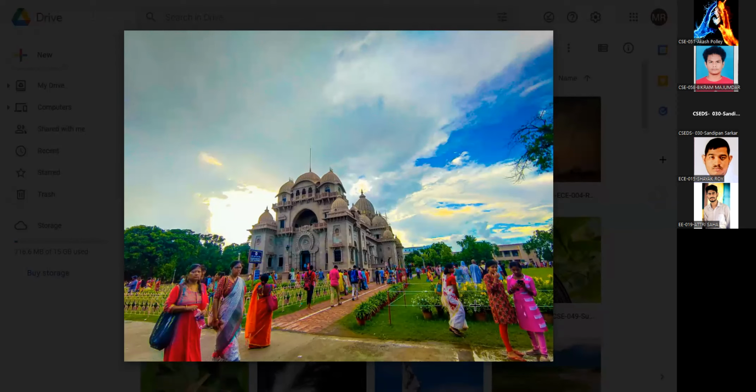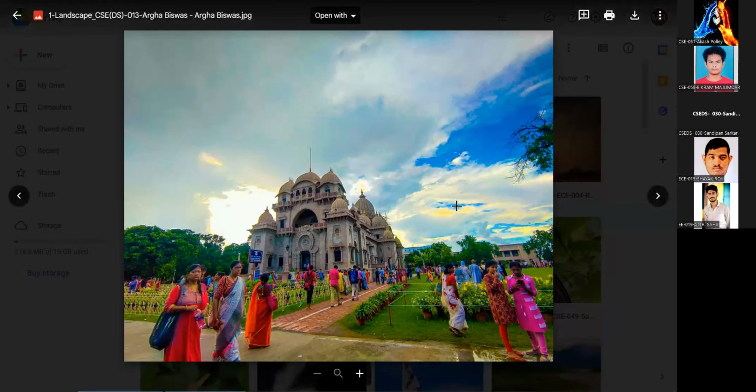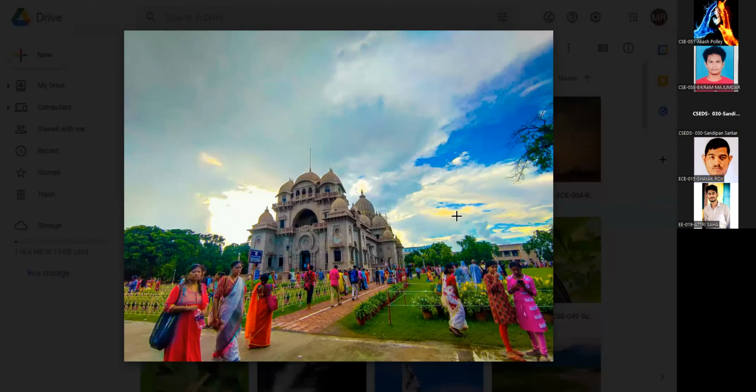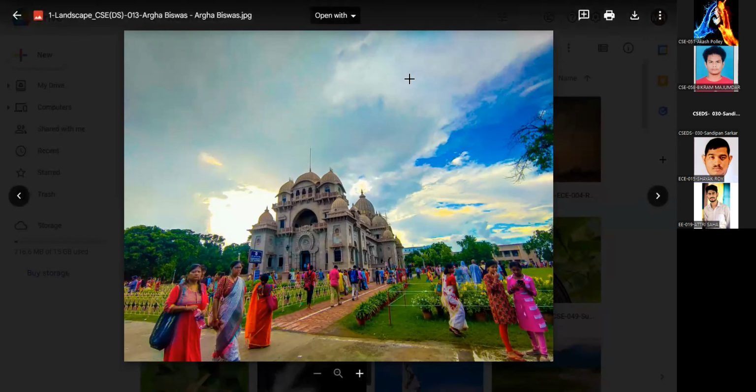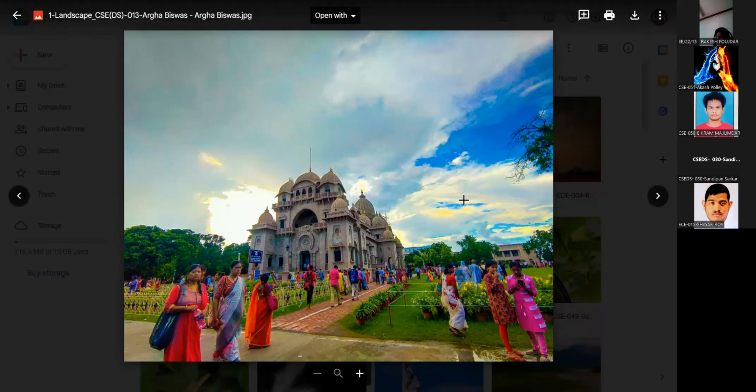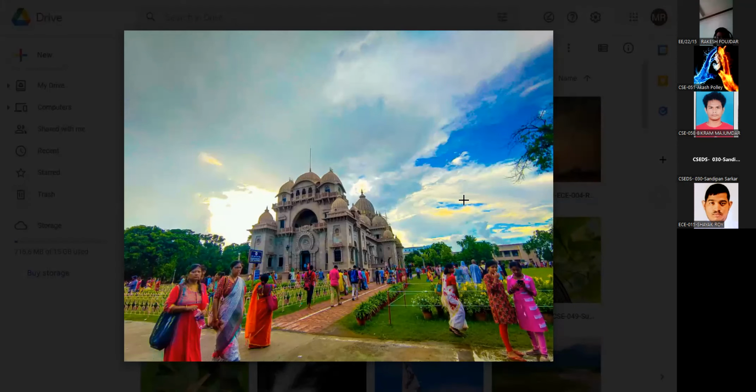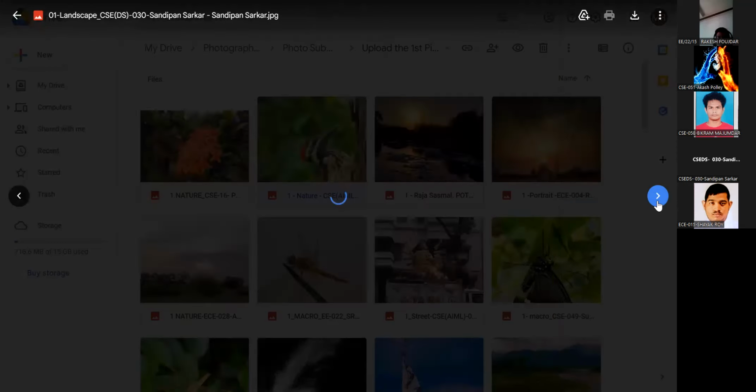This kind of picture, you know, the sky is blown out. I can say the correct exposure was not taken, and the picture saturation was edited. I can say definitely it was edited. It was not the natural color that is showing. And the main, biggest mistake is the horizon. The horizon was not properly aligned. Okay, so these are the flaws I can find in this picture.